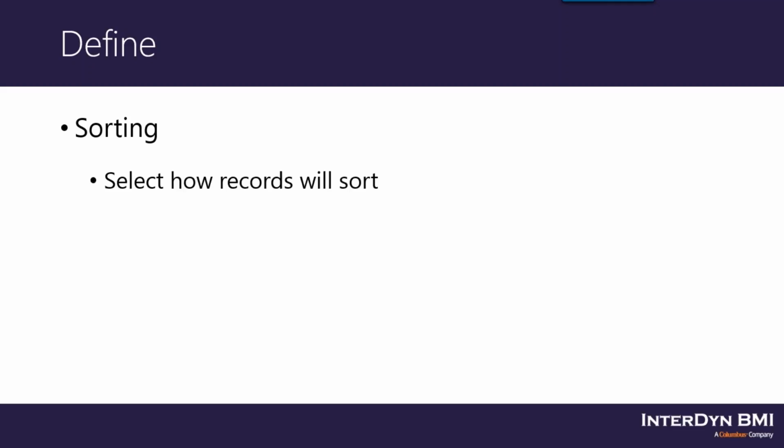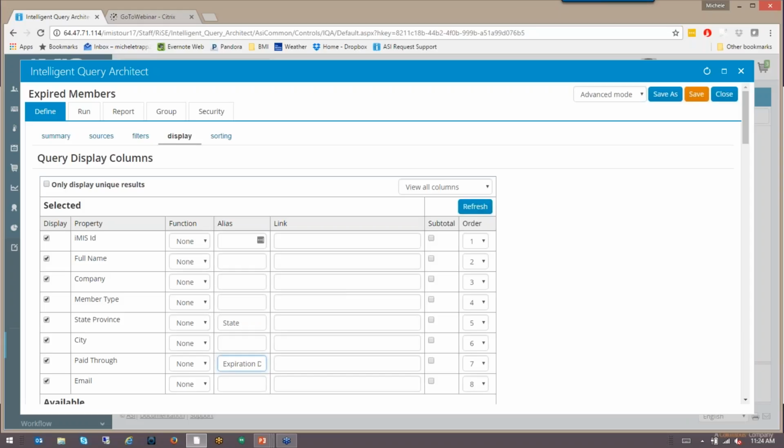The sorting is going to say, what order are these records going to show up in? So I have my list of people that have expired, and how do I want them to sort? Do I want them to sort by last name? Do I want to sort by company? Maybe I want to knock off company by company, depending on how your membership works, if you have company members versus individual members, things like that.